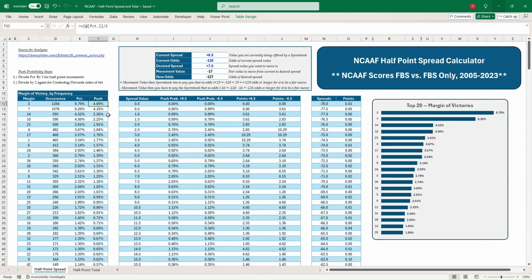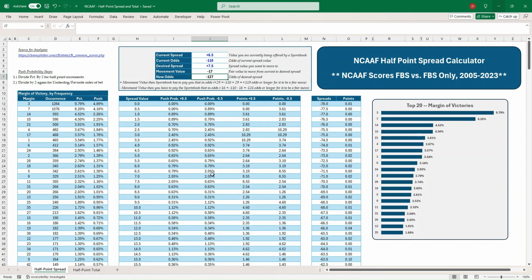And then from there, we're going to create push values. We're going to take those and split them in half again to have our favorite and underdog. And the math behind this really doesn't matter for you, but what you care about is knowing what the movement value is. So let's say you've got a current spread of 6.5 at minus 110 odds, but you want to move to cover that touchdown margin. So you want a plus 7.5 spread. How much is that movement worth? Well, it's worth 17 points or new odds of minus 127. And you can do your line shopping off that new minus 127.